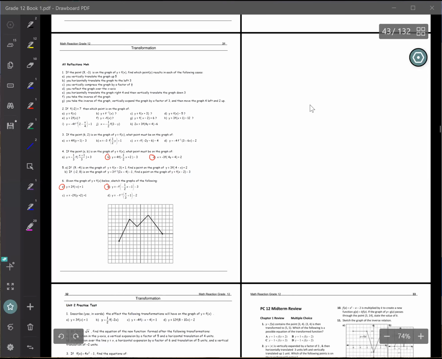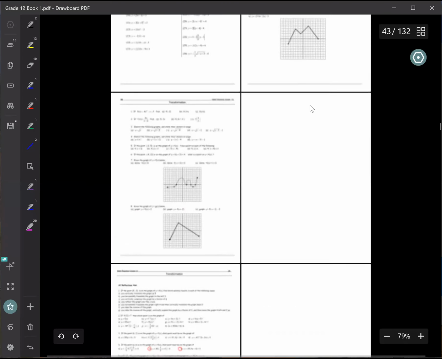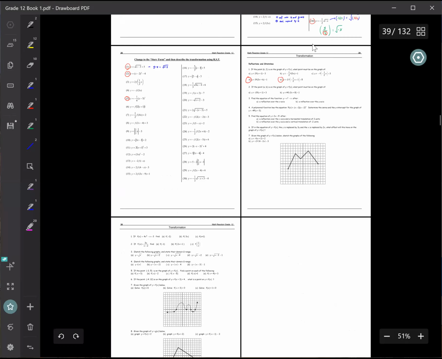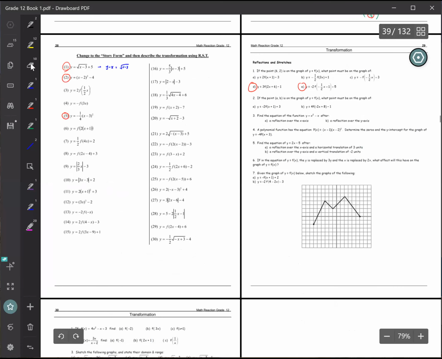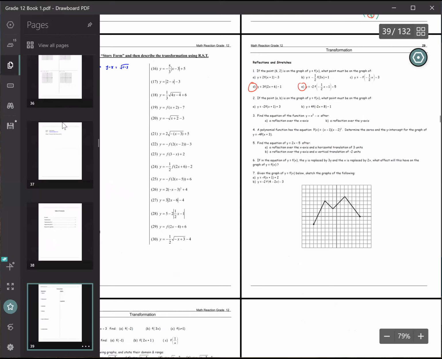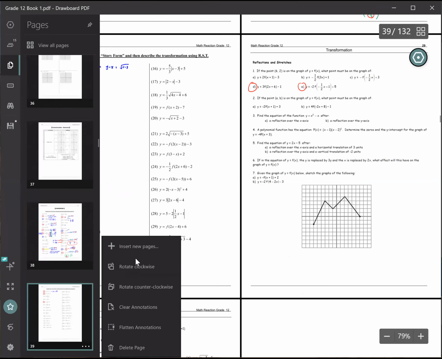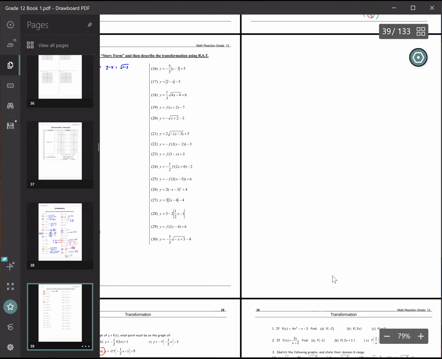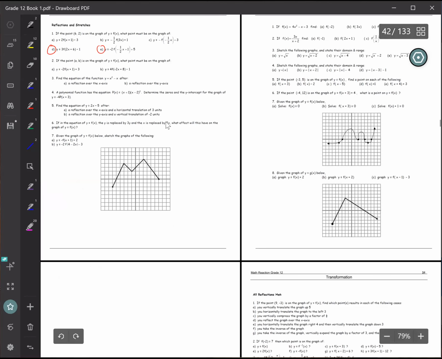Okay. All right. So let's look at the questions, page 29 first. We'll start with page 29, but let me add a blank page here.